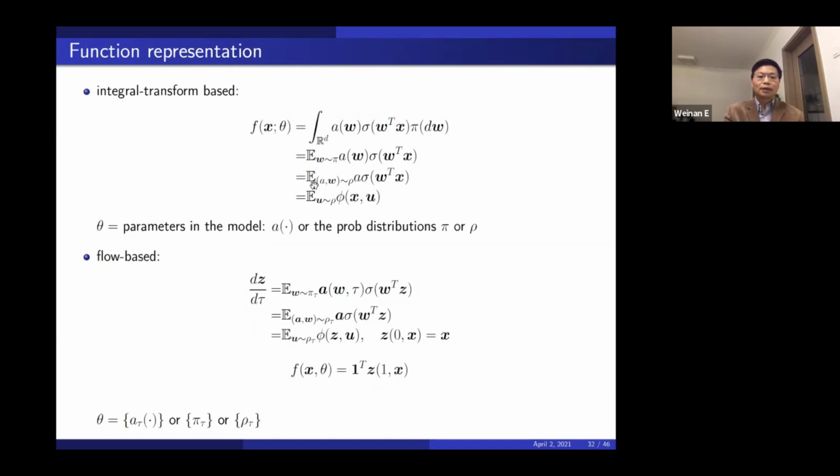expectation. So what's important is that it's either directly represented as some expectation, or indirectly through this ODE, represented indirectly as some form of expectation. And this expectation structure is important because we're dealing with high dimensions. Okay, so that's the basic idea.